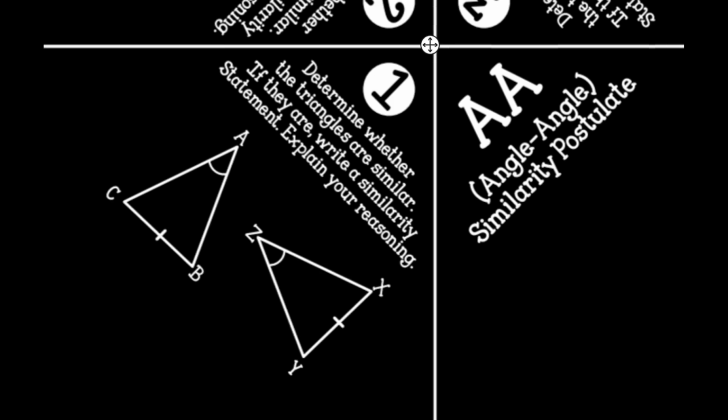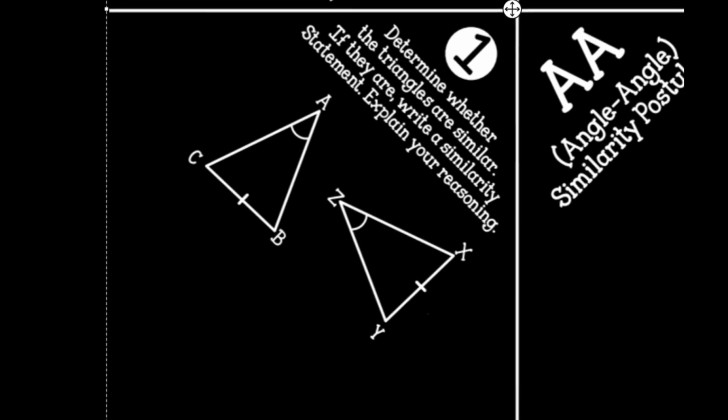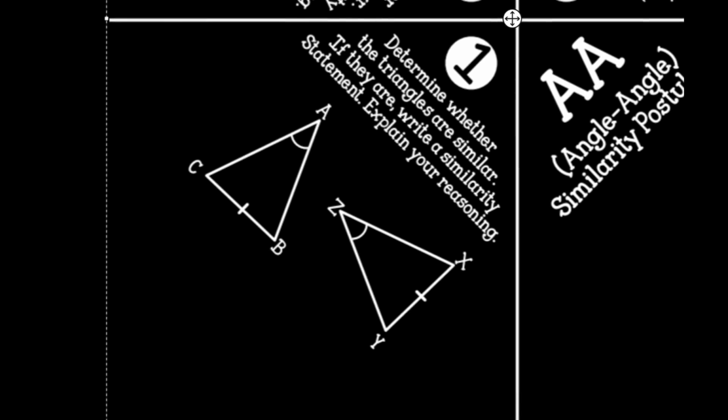All right, example number 1. Determine whether the triangles are similar. If they are, write a similarity statement, explain your reasoning. Now, like I said, proving triangles similar is extremely similar to proving triangles congruent. So, how did we start off proving triangles congruent? Mark your picture with the given. Obviously, did it give us anything here? No, so there's nothing to mark. However, what do I then need to check for?